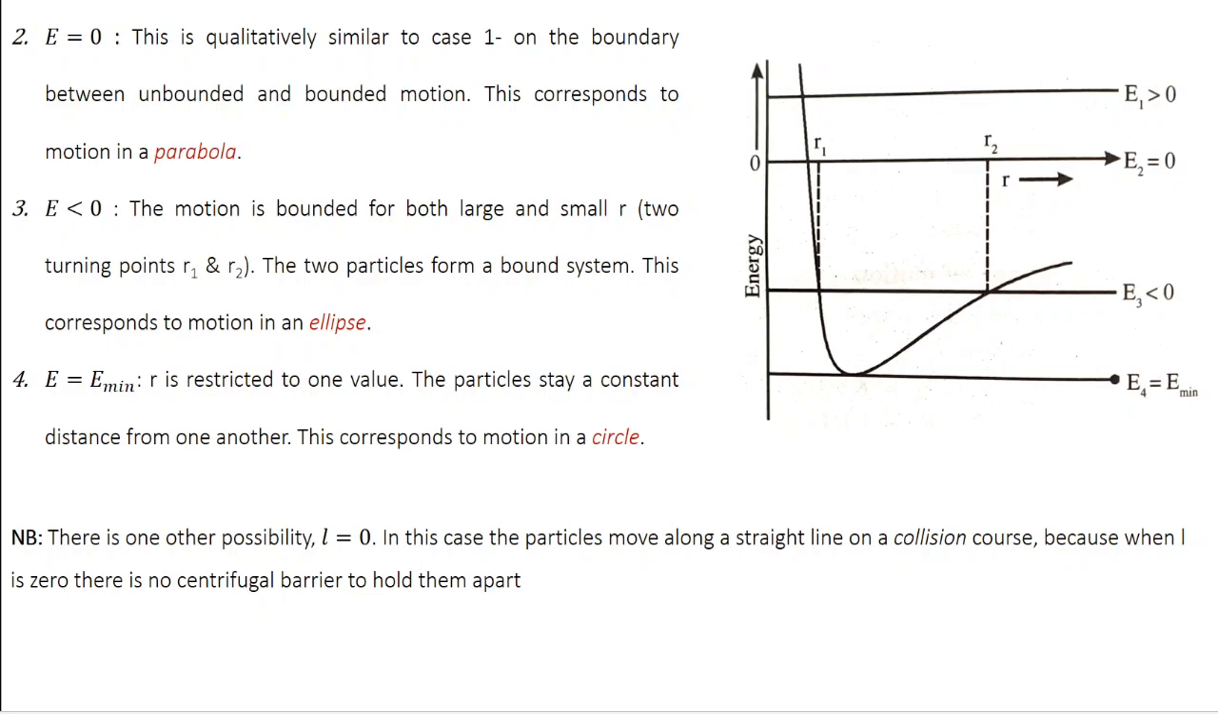But when it comes to the trajectory, there is a big difference. In the case of E greater than 0, the trajectory was a hyperbola, but in this case, the trajectory is going to be a parabola. Moving on to the next case, E less than 0.